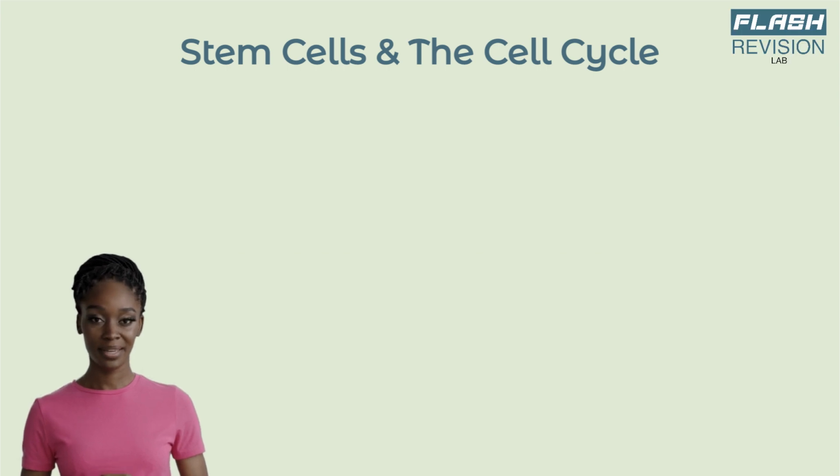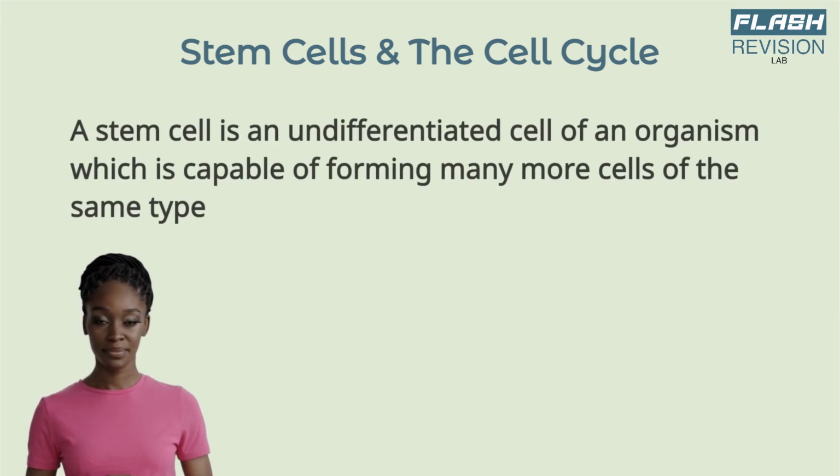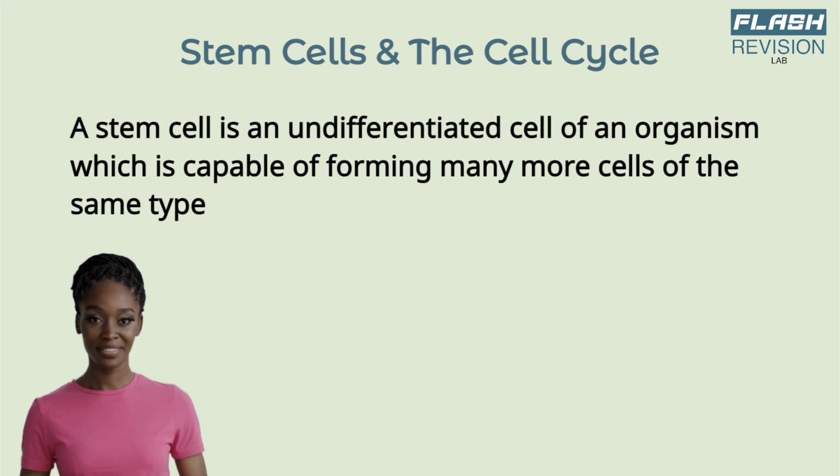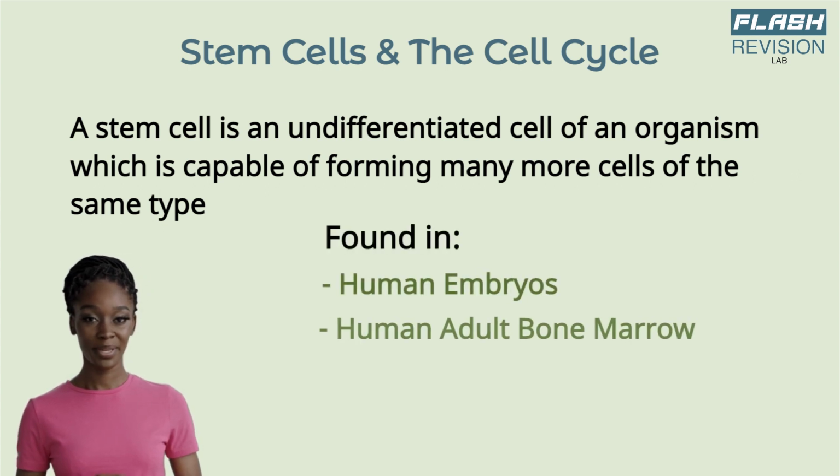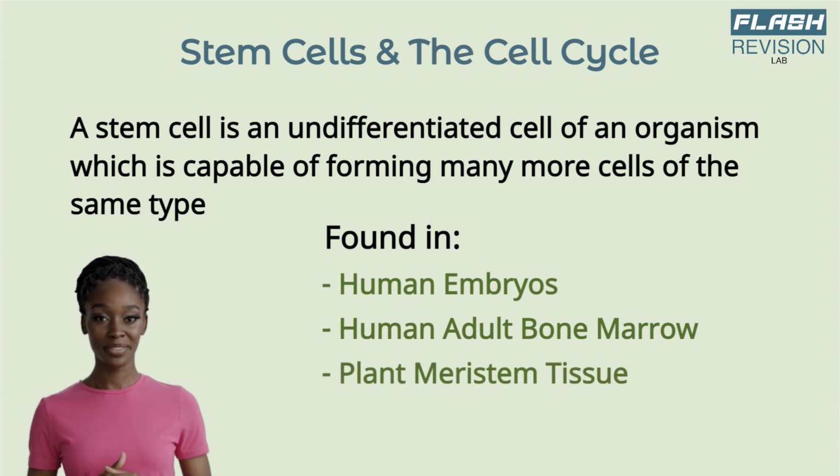So first things first, what's a stem cell? Well, it's an undifferentiated cell that hasn't specialized to a specific type yet and can turn into many other cells. Stem cells can be found in human embryos, human adult bone marrow, and in plant meristem tissue.